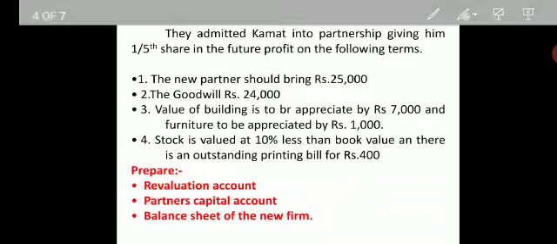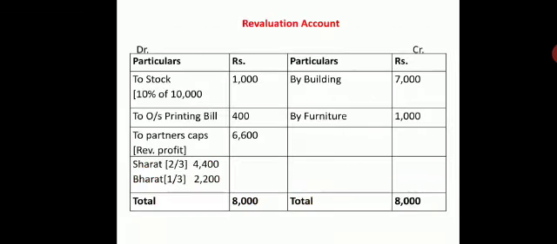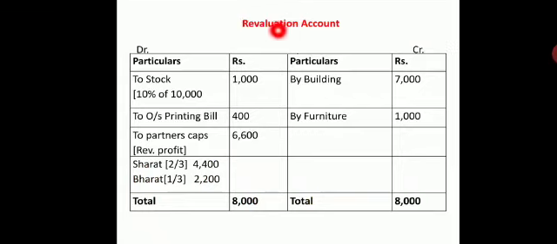First, we'll prepare the revaluation account. Draw the debit side and credit side. In the adjustments, the amount of capital and goodwill will not be taken in revaluation. It will go to the partners' capital account. In revaluation, only the assets and liabilities will appear.